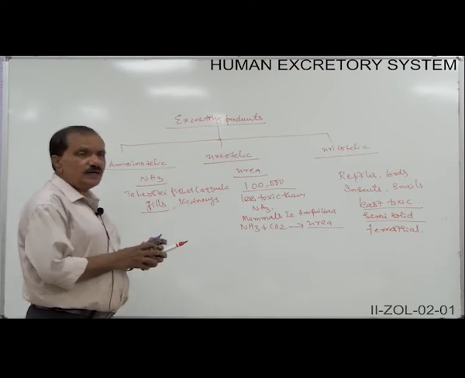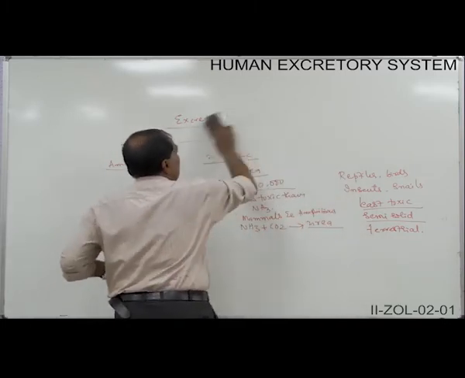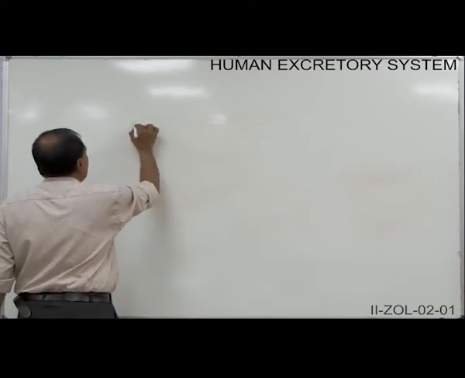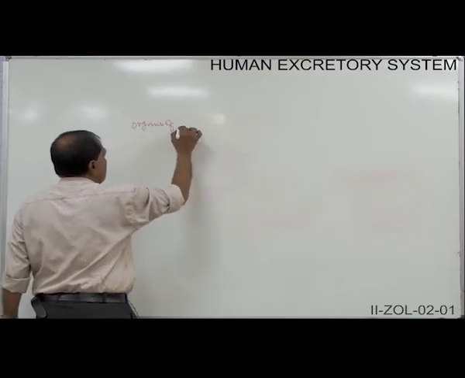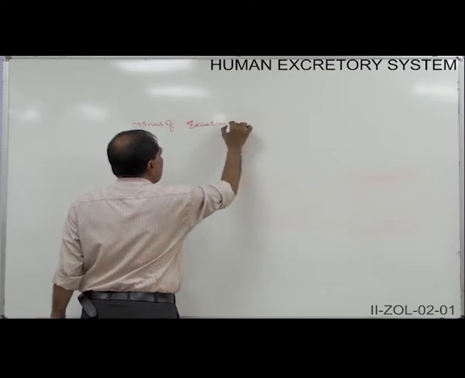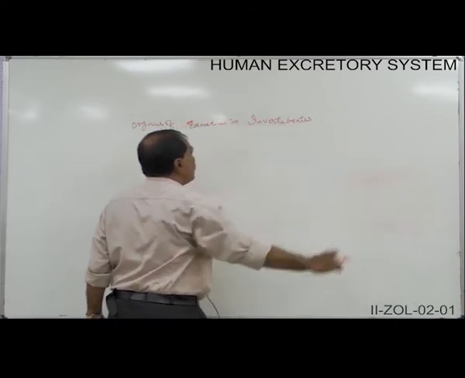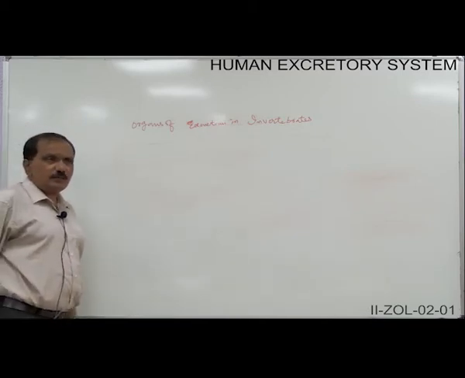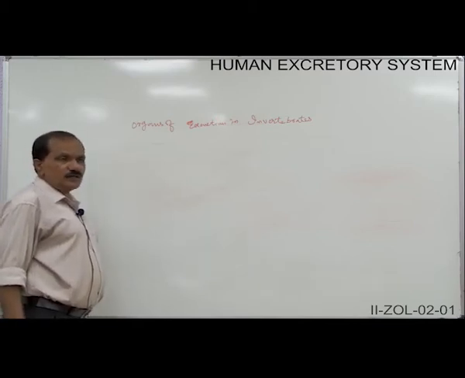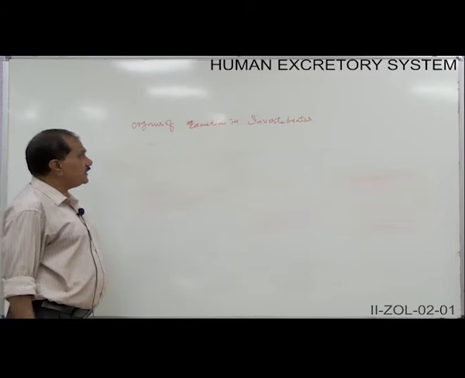Okay, and coming on to the different types of excretory organs which are present in the case of the invertebrates. Organs of excretion in invertebrates. In the case of the invertebrates, we have platyhelminthes, nematoda, annelida, mollusca, arthropoda, and echinodermata. Those are the different phyla which are present in the invertebrates.